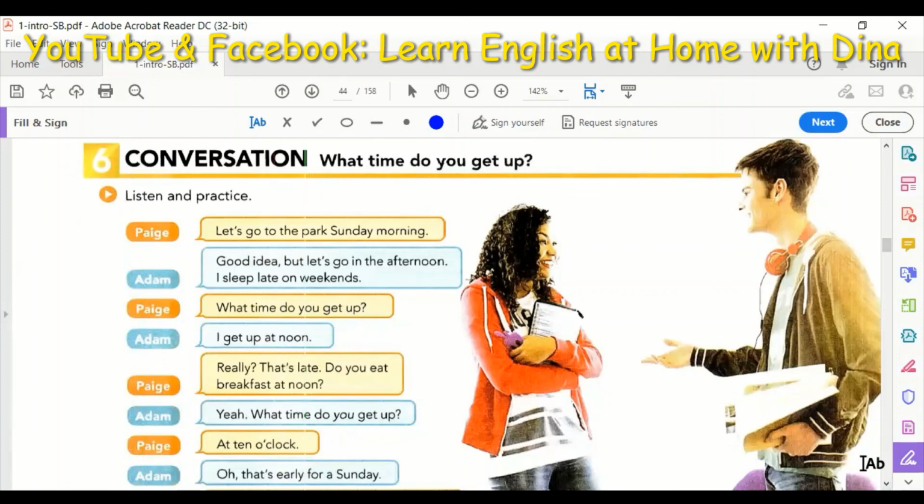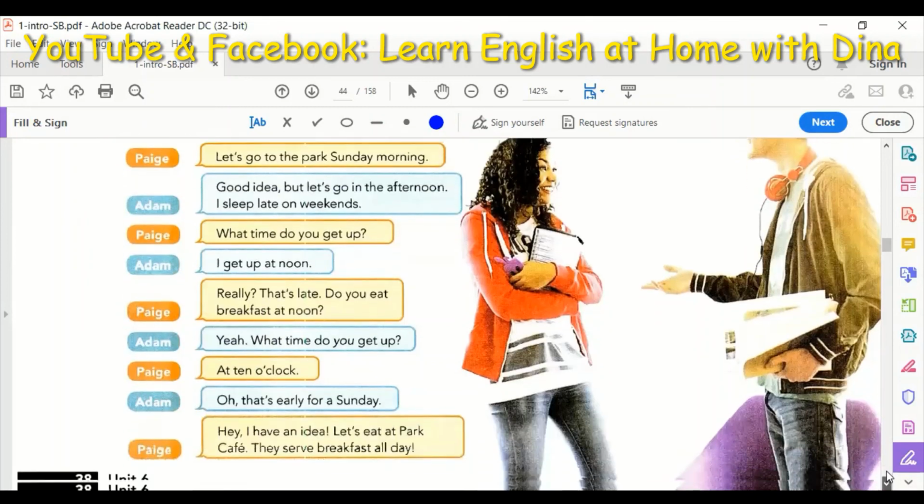We have a conversation. عندنا محادثة هنا. Let me ask you some questions. What do you think they're talking about? Can you make guesses? تقدروا تخمنوا? What are they talking about? They're preparing for something. What do you think they're going to do together? Can you guess?